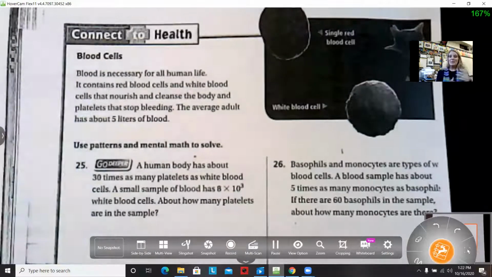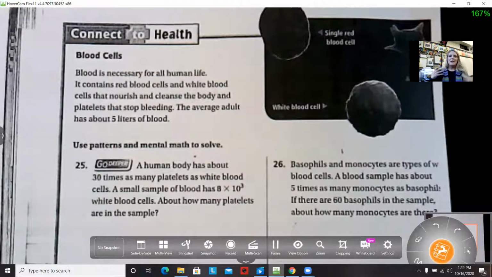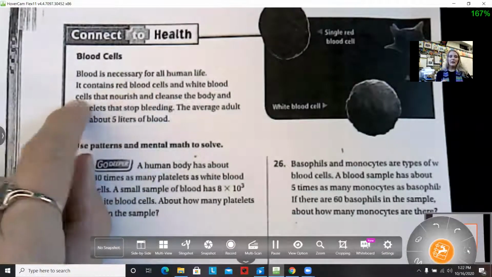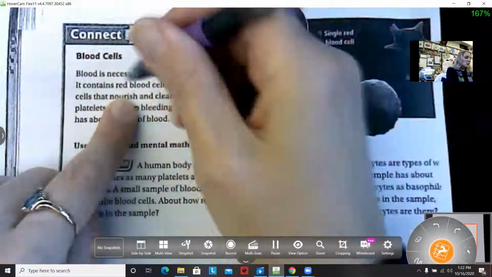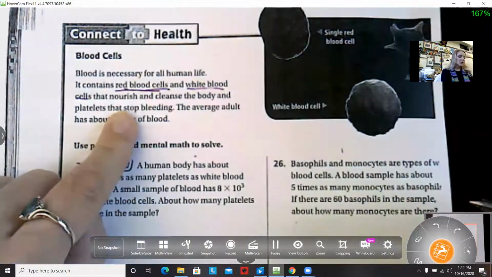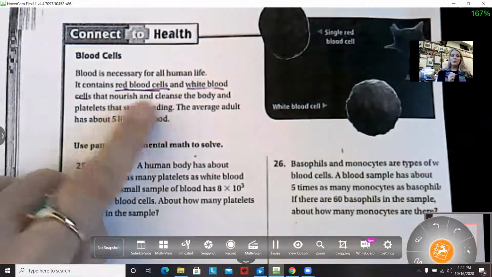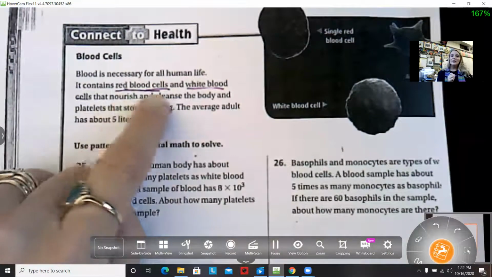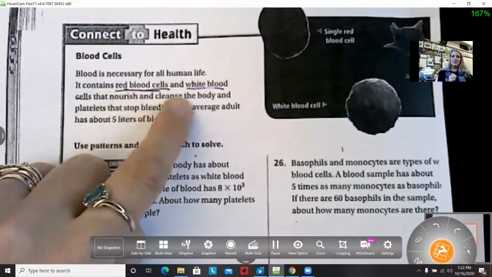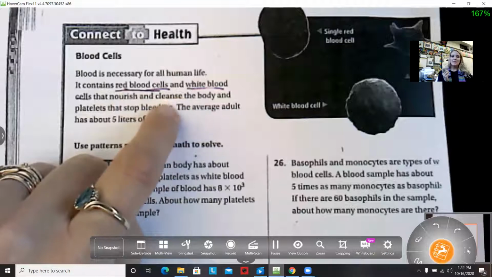So here we're talking about our blood cells. We know our whole body is made up of cells, and our blood is nothing different. Our blood is made up of blood cells, okay? Blood is necessary for all human life, and we know that already. It contains red blood cells and white blood cells, okay? What's the job of the red and white blood cells? They nourish and cleanse the body. Okay, so that's what the red and white blood cells do. They nourish and cleanse the body.